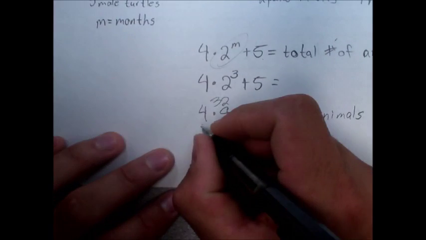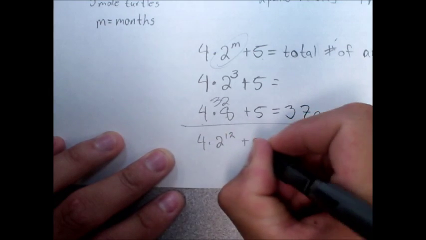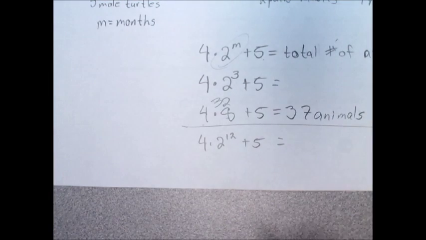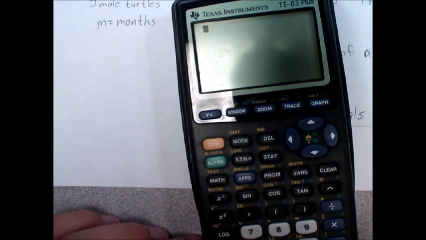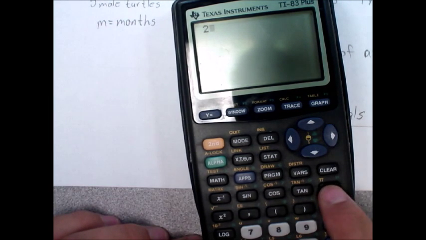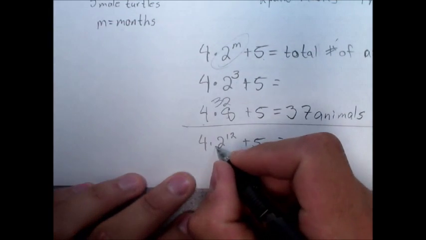What do I plug in for M? 12. So 4 times 2 to the 12th, somebody find that for me, plus 5 equals, you will be surprised by this answer, I hope. I need somebody to be doing that calculation, 2 to 12. If you're typing in 2 times 2 12 times, you are doing it the hard way. Let me show you how to do it on a calculator if you don't know how. Press 2. Here's a little caret thing right here underneath, clear, to the 12th power, 4,096. So 4,096 is what we get for 2 to the 12th.